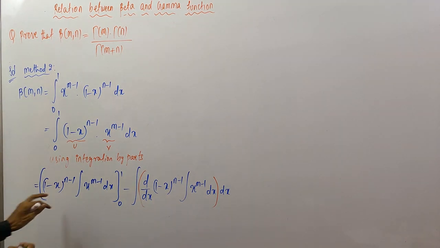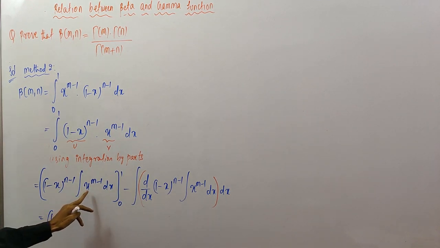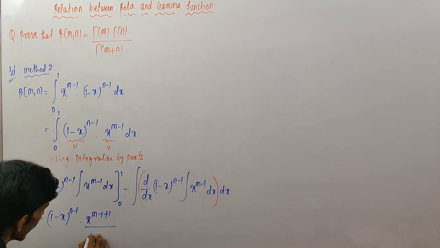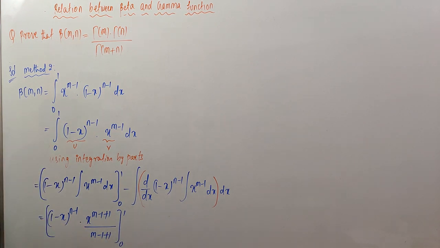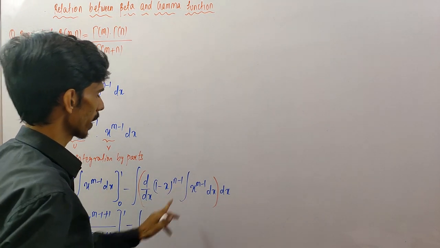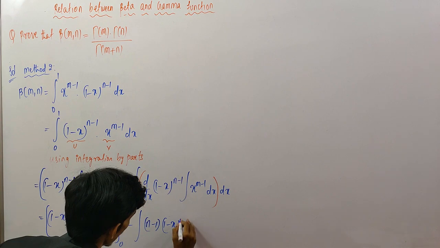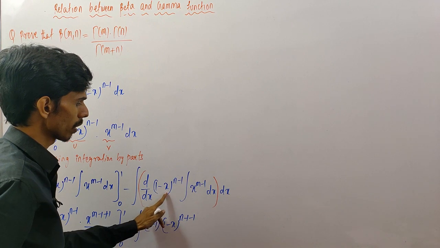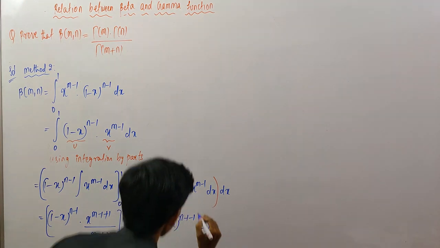Now this will become (1 minus x) whole power of n minus 1. Integration of x power of m minus 1 is x power of m minus 1 plus 1 divided by m minus 1 plus 1, 0 to 1. Here I have minus integration d by dx of (1 minus x) power of n minus 1, which is n minus 1 into (1 minus x) power of n minus 1 minus 1. Now we have to take the internal derivative of this 1 minus x. Derivative of 1 is 0, derivative of x is minus 1. So I have to take minus 1 here.